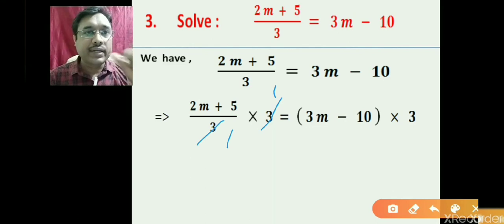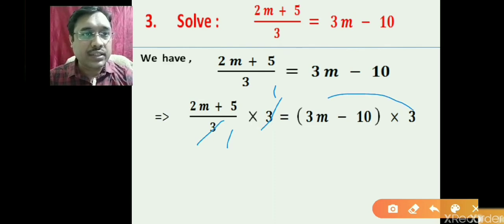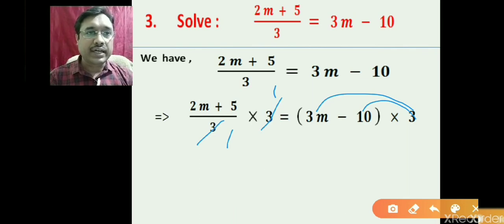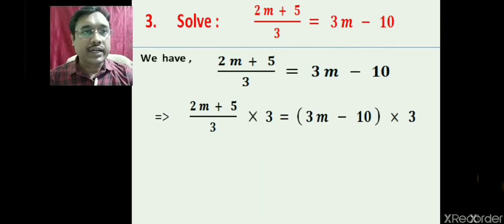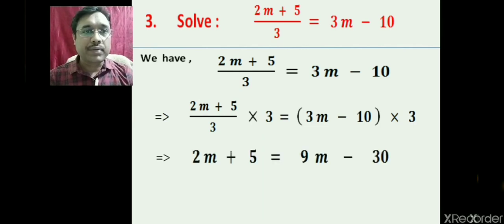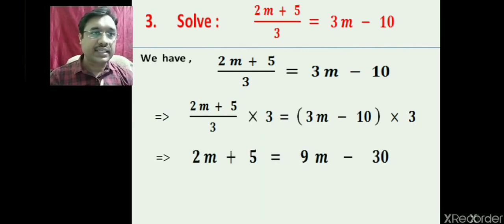So what is remaining? Only 2m plus 5 on the left side, and on the right side the 3 will multiply to this 3m also and to this 10 also. So 3 into 3m is 9m and 3 into 10 is minus 30. So I am writing here: 2m plus 5 equals 9m minus 30. 3 into 3 is 9 and 3 into 10 is 30 here.